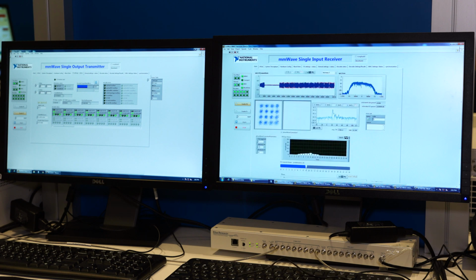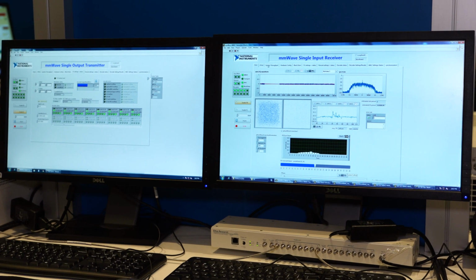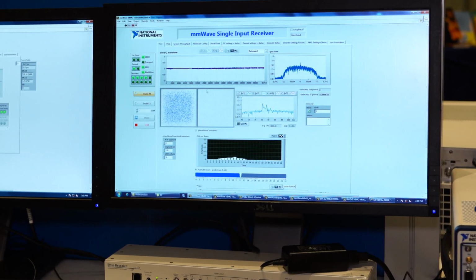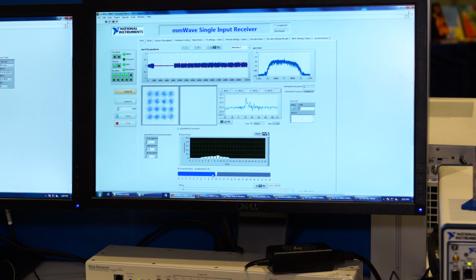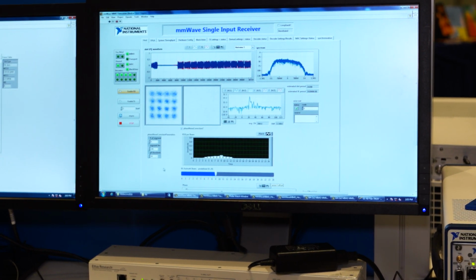But if I go through and I can actually change my beam, you can see we've now lost the constellation and our system throughput is close to zero. And I can slowly adjust the beam back to get a much cleaner signal.